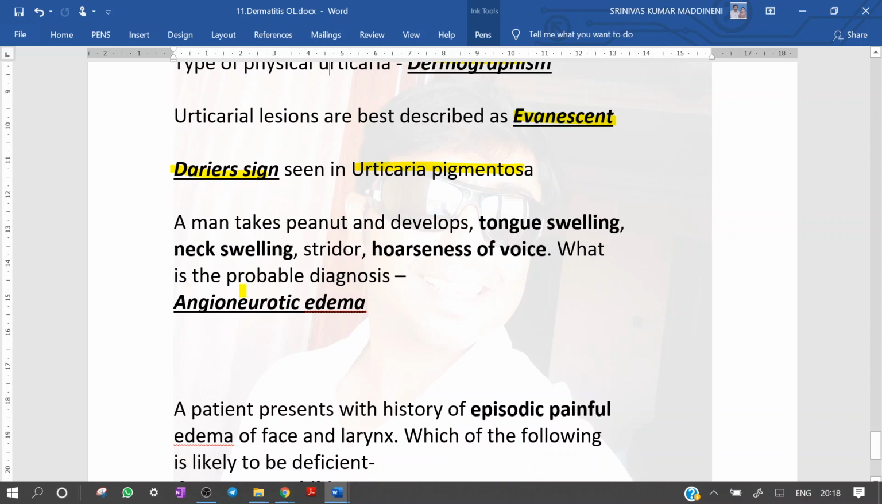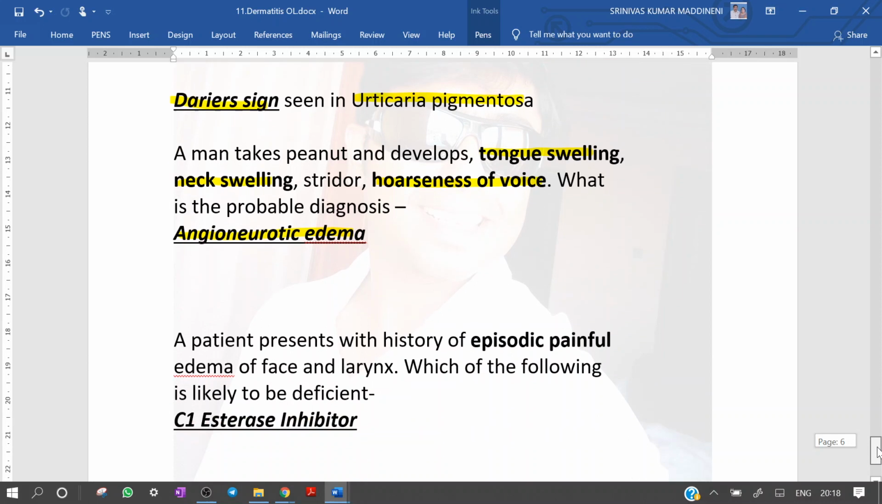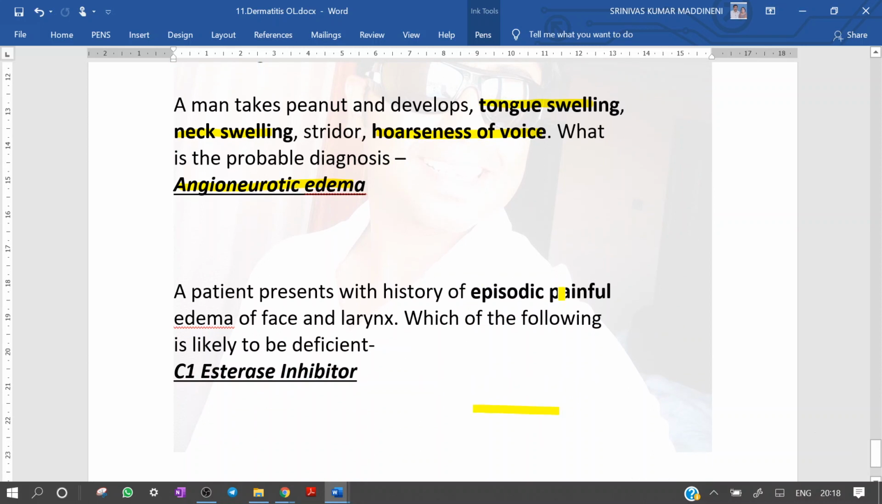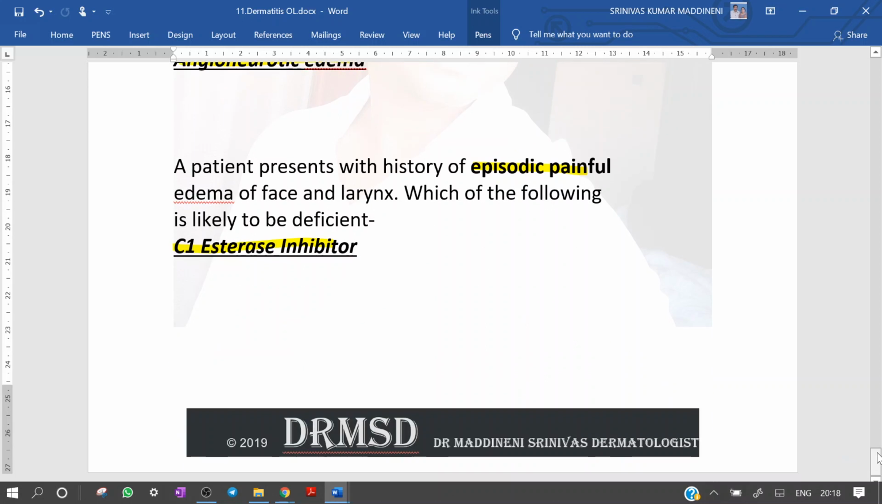And one more case scenario which can be given is angioneurotic edema. Giving a history, a man taking peanuts, later on which he develops tongue swelling, lip swelling, neck swelling, associated with stridor, hoarseness of voice. A patient presents with history of episodic painful edema of the face and larynx. The C1 esterase inhibitor is the one which is likely to be deficient in such patients.